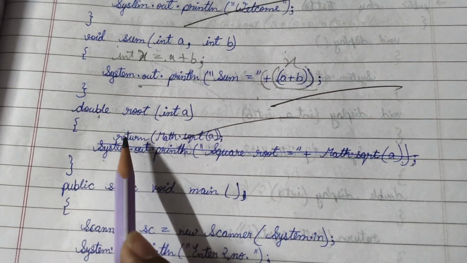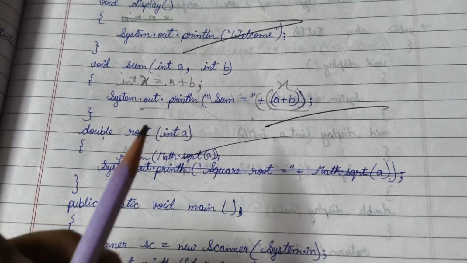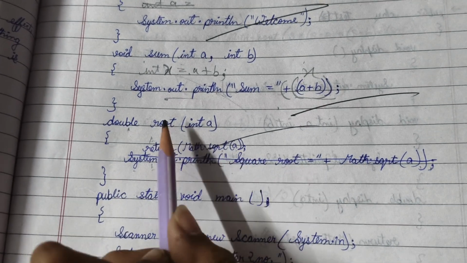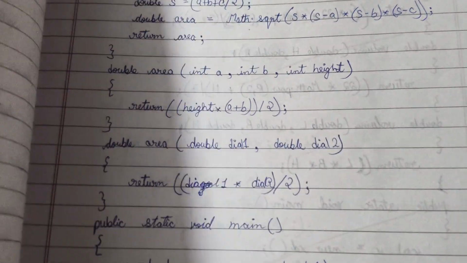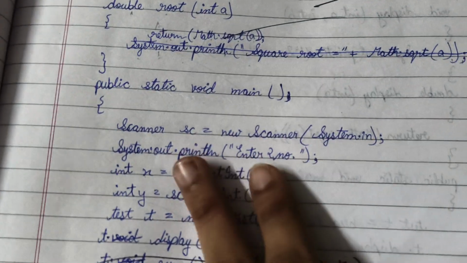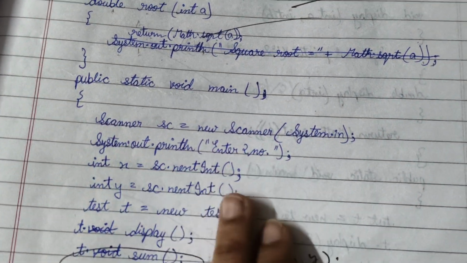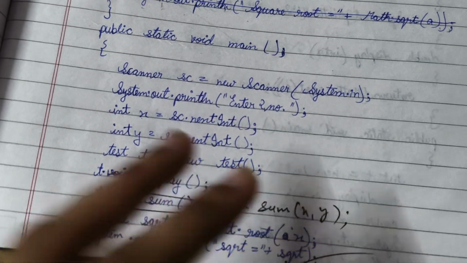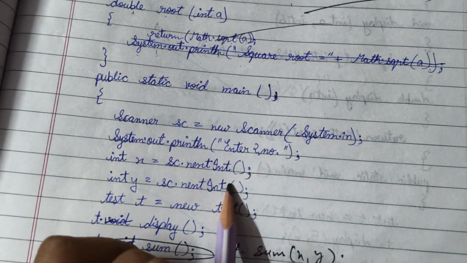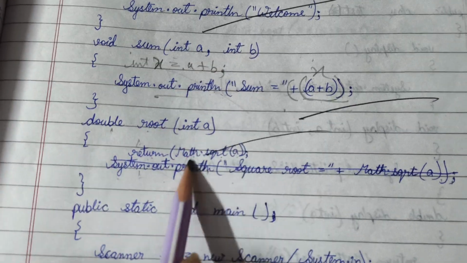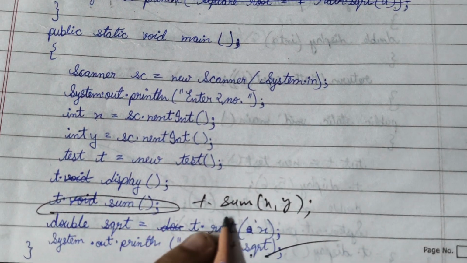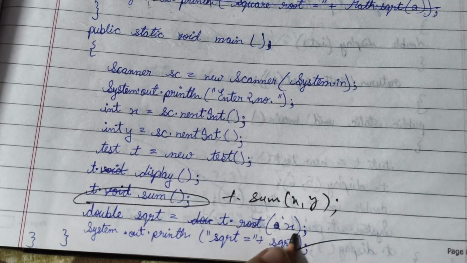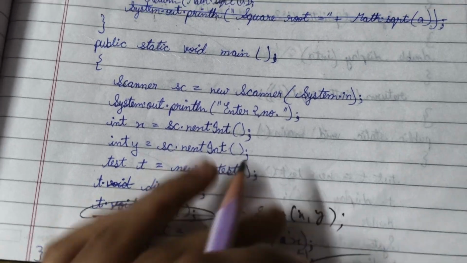So now here the only thing which you will use is return. So now return Math.sqrt(a), because we have to calculate the root here. Then the main method, and similarly we do, test t, t.display, t.sum. Here we just enter the 2 values for this case also. So t.sum(x,y), double sqrt is equal to t.root(x), which I just recently explained to you.